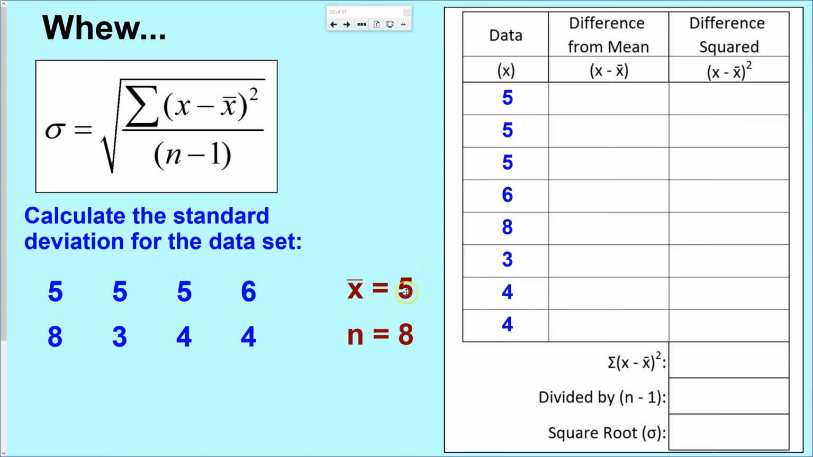So I go 5 minus the mean, which is also 5, and I'll get 0. 5 minus 5 is 0. 5 minus 5 is 0. 6 minus 5 would be 1. And I can do that all the way down that column there. You'll notice that some of the numbers get negative.